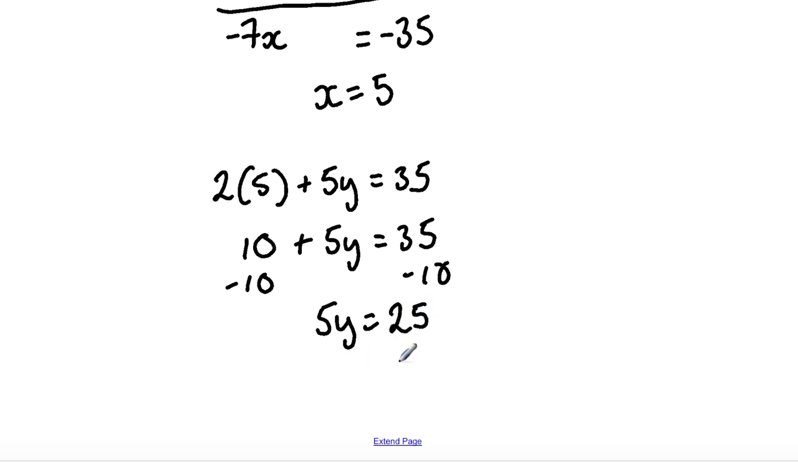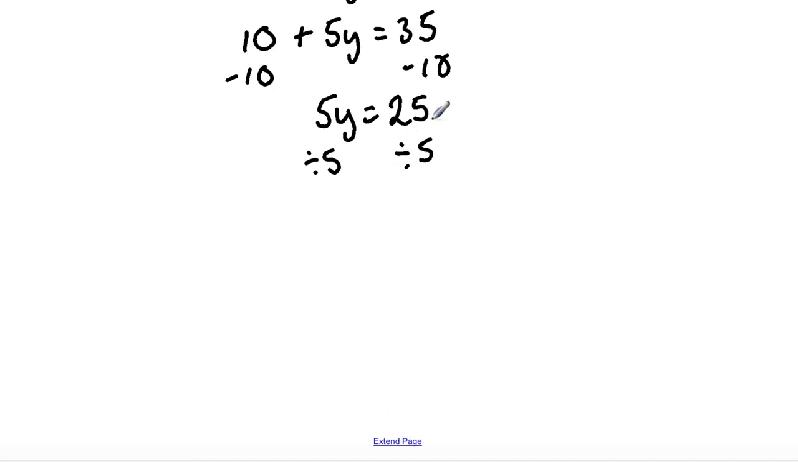I'm then going to divide both sides by 5. 5 divided by 5 is 1. 25 divided by 5 is 5. So therefore y is equal to 5. Our answer is 5 and 5. So that's the final answer.